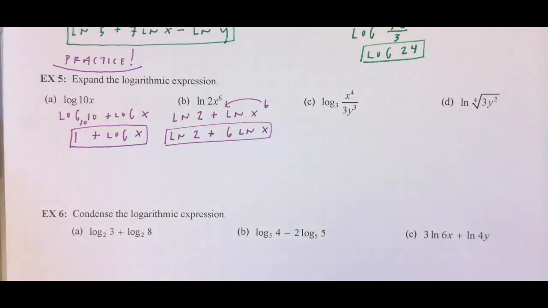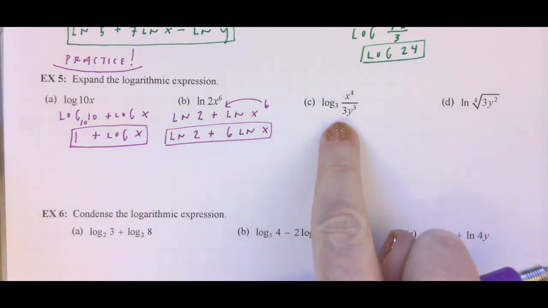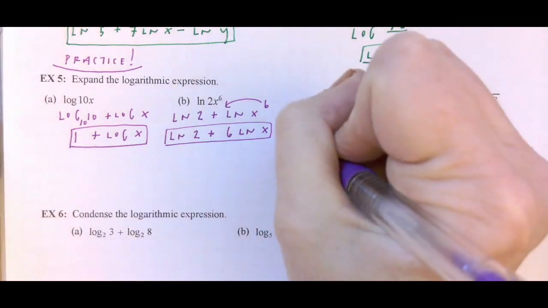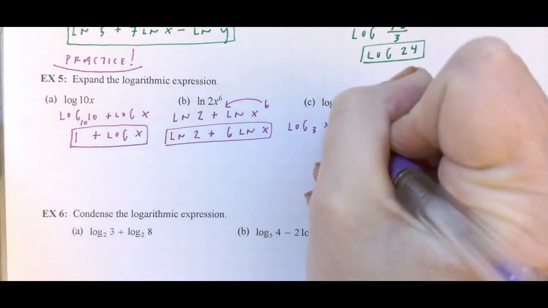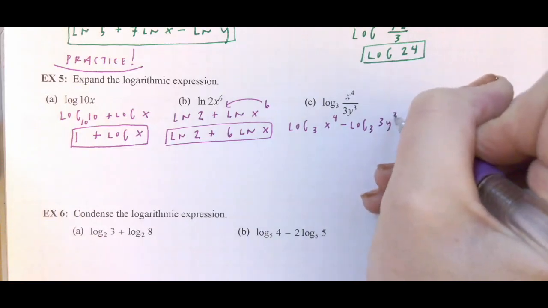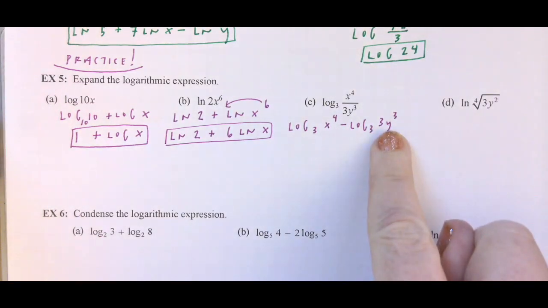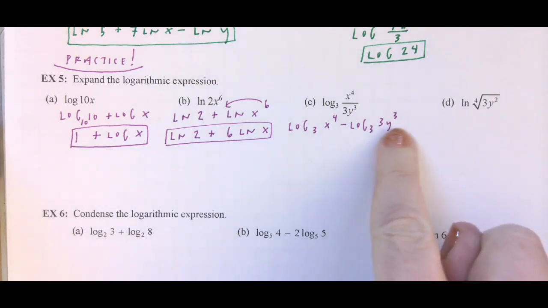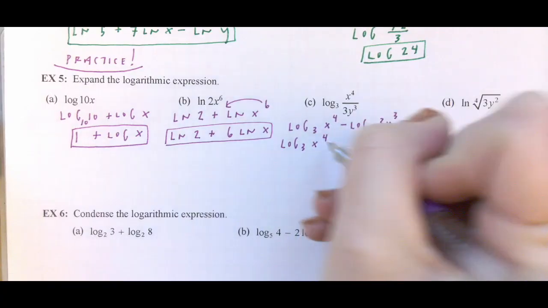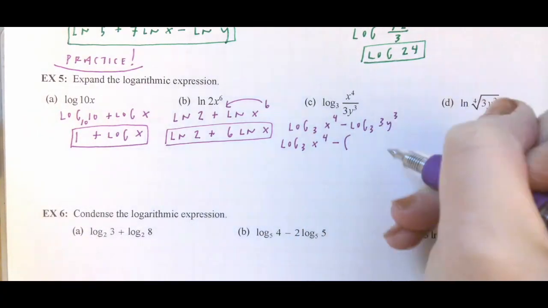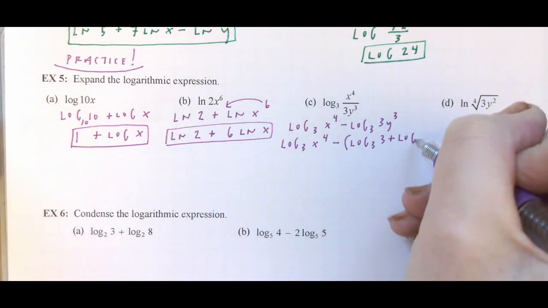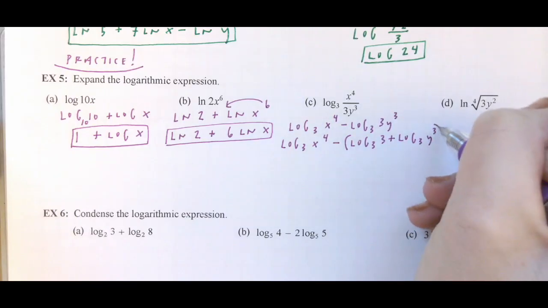Okay, next one, log base 3 of x to the 4th over 3y to the 3rd. So first I see that fraction bar, it's a quotient. So I'm going to split it up, log base 3 of x to the 4th minus log base 3 of 3y cubed, right? That's all in that argument position. I can then see that since that's a product, I should split that up too. So log base 3 of x to the 4th minus, I'm going to say in parentheses, log base 3 of 3 plus log base 3 of y cubed.